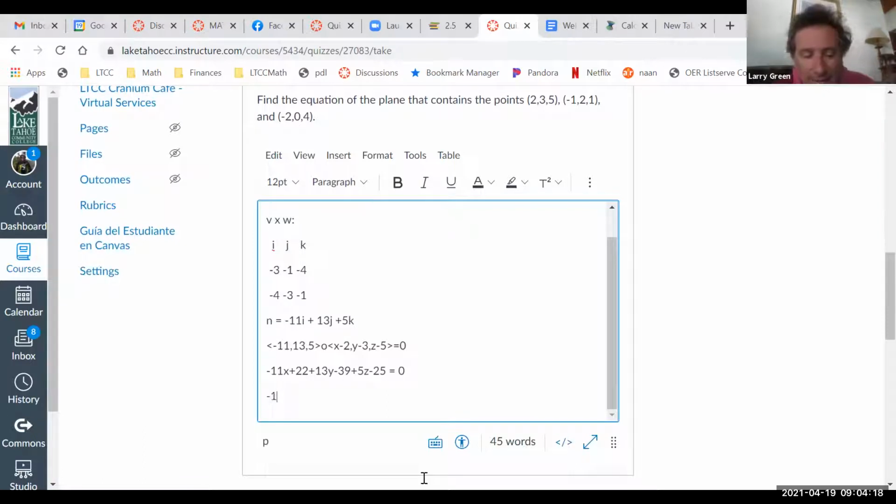We get -11x plus 13y plus 5z equals, and 22 minus 39 minus 25 is -42, and move it up as a positive 42. Any questions on the equation of the plane? Any questions on the step-by-step process?